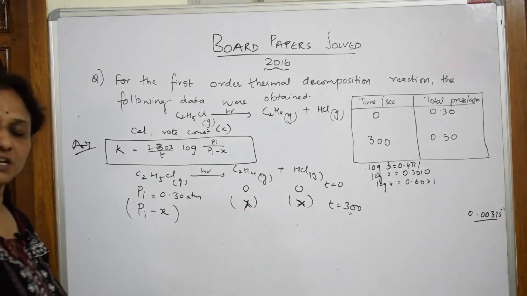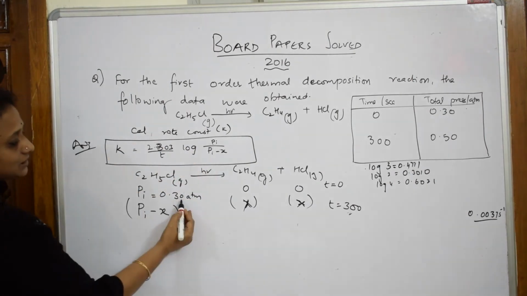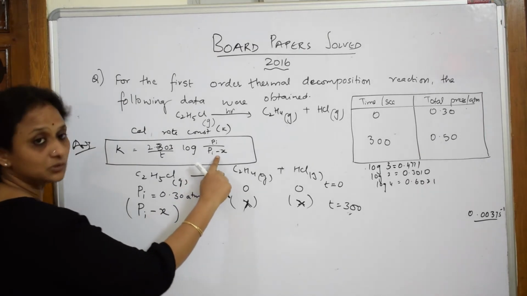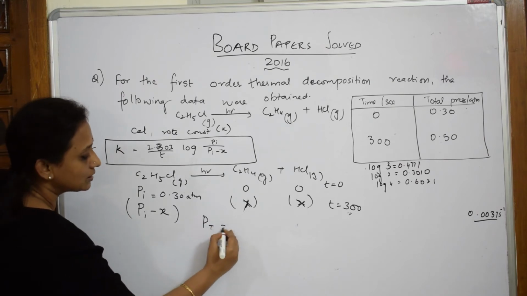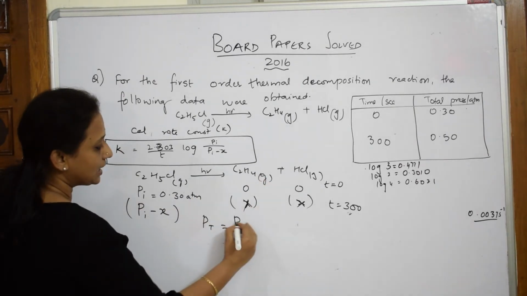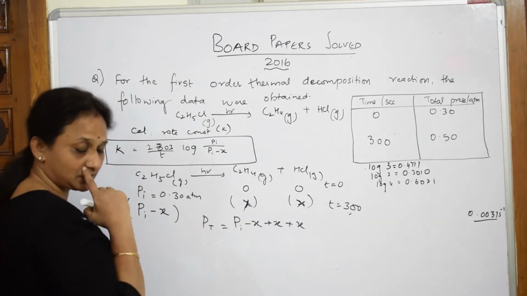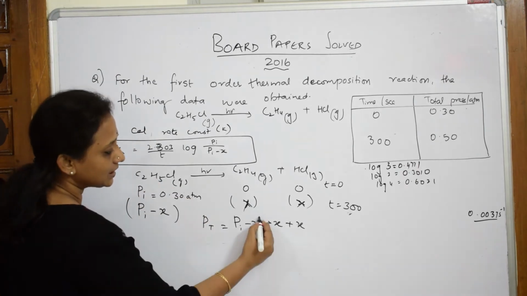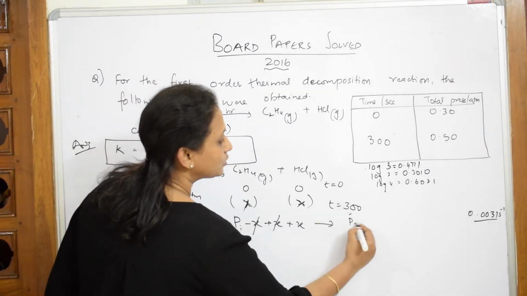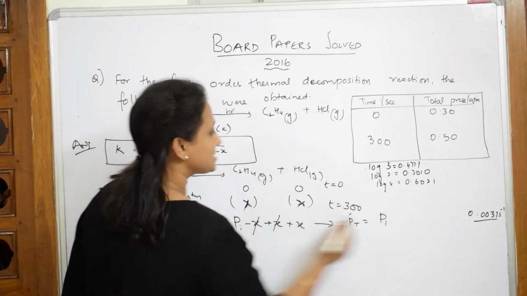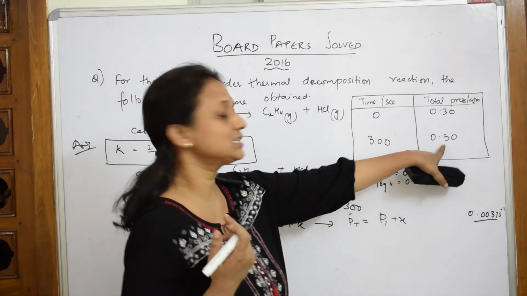Now, let me solve the whole thing. I know what Pi is. What is Pi for this? 0.3. I have to find this quantity x, so I'm solving the whole thing to find x. What do you take? P total. The total pressure exerted is equal to Pi minus x plus x plus x, is equal to P total, correct? Now just see, plus x and minus x get cancelled. What are we left with? We are left with P total is equal to Pi plus x. Now what is P total given to us? P total given to us is 0.50.